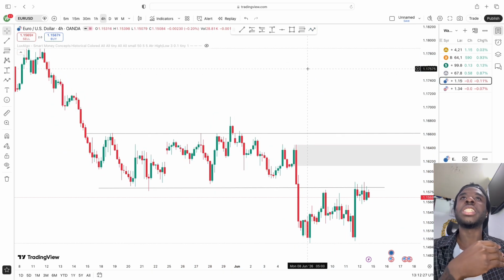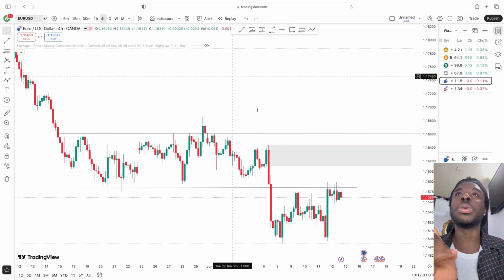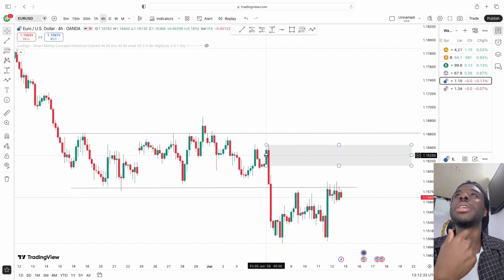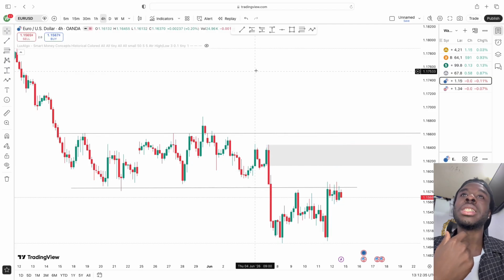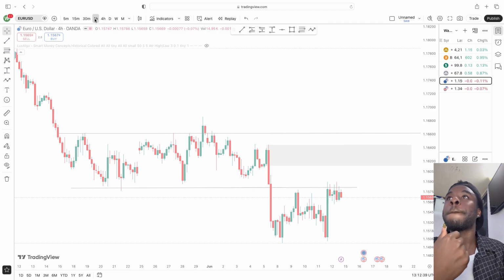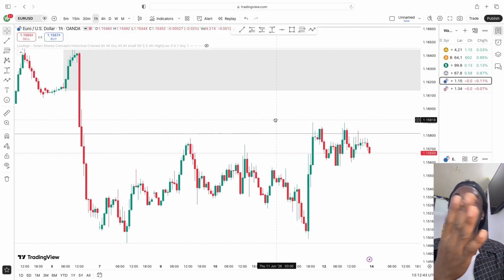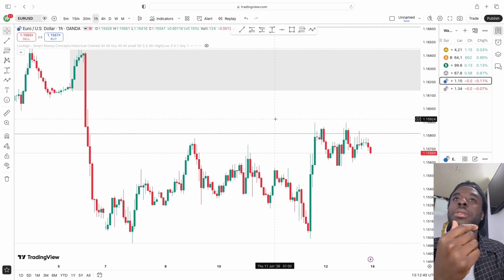So we don't want to rush this trade. We just want to take our time for price to come to that zone before we take our sell positions, right? So this is the 4-hour time frame. We've marked the last bearish candle that caused the impulsive move, right? So on the 4-hour time frame, we've already marked what's happening.